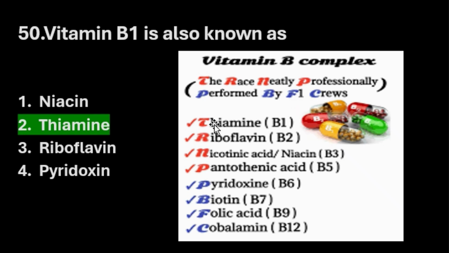So the T is thiamine, B1; R is riboflavin, B2; nicotinic acid, niacin, B3; pantothenic acid is B5. So the race neatly professionally, then the blue color is performed by F1 course. So pyridoxine is B6, biotin is B7, folic acid is B9, and cobalamin is B12. This is the easy way to memorize the vitamin B complexes.